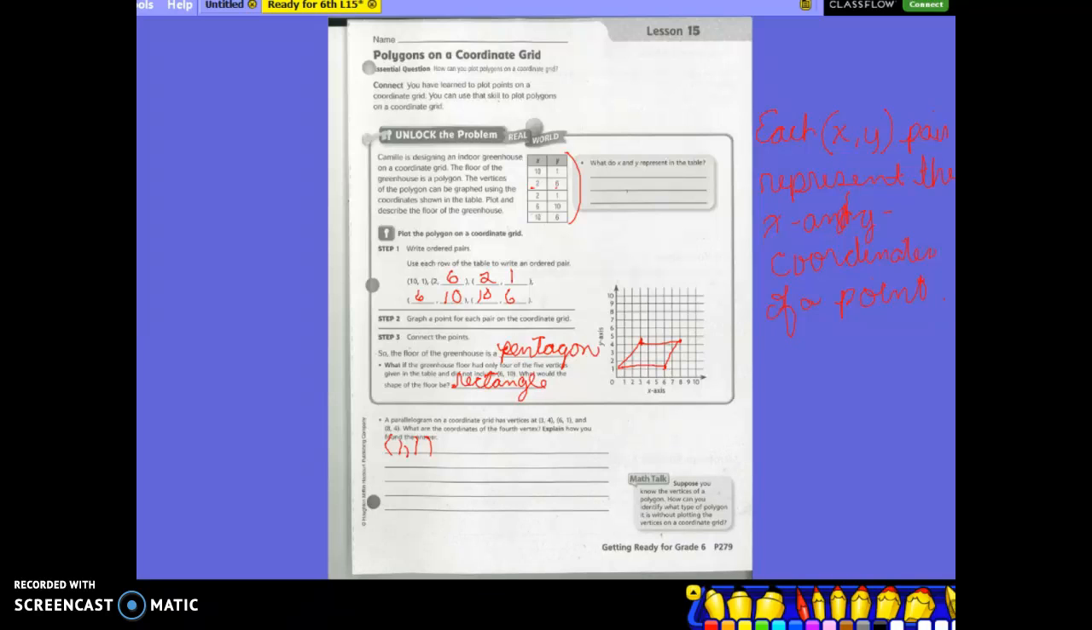Remember that we put a parenthesis, we put our first, our x coordinate, our comma, then our y coordinate, and we close our parentheses. Okay?